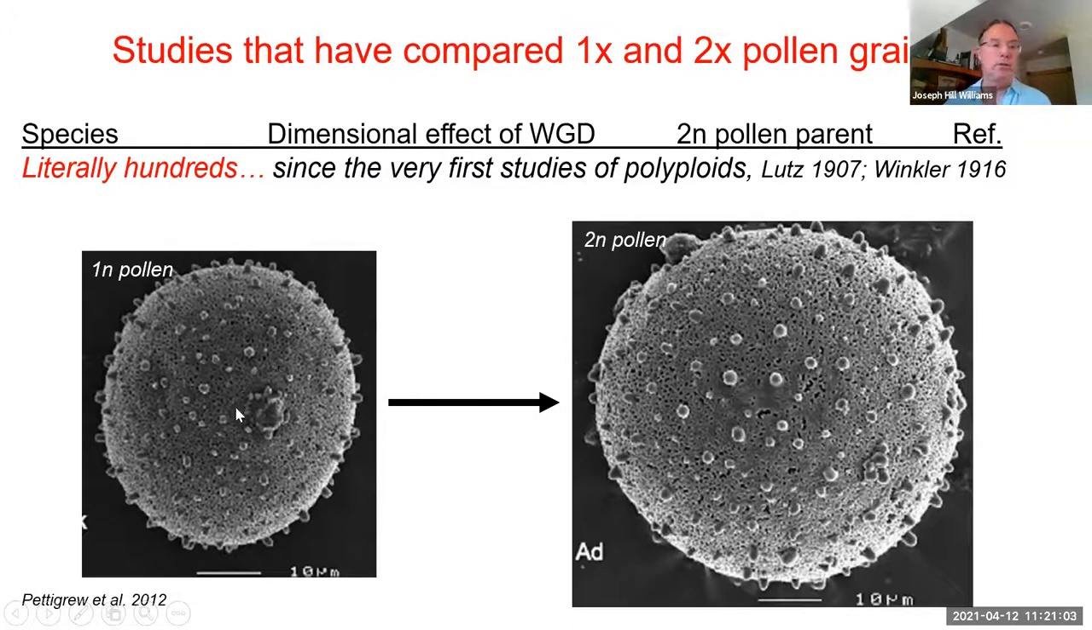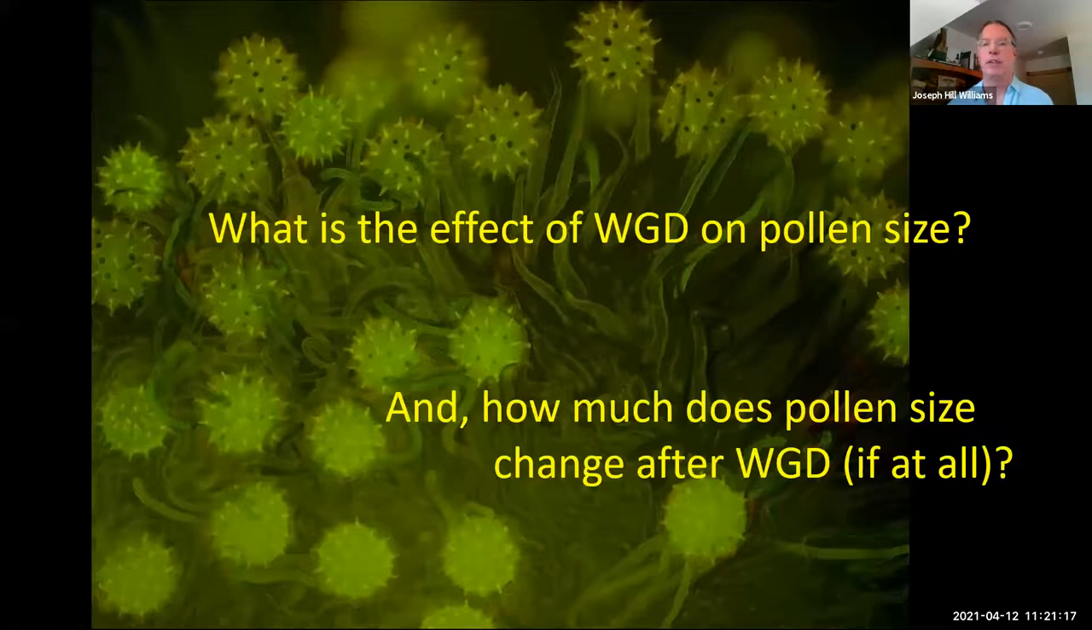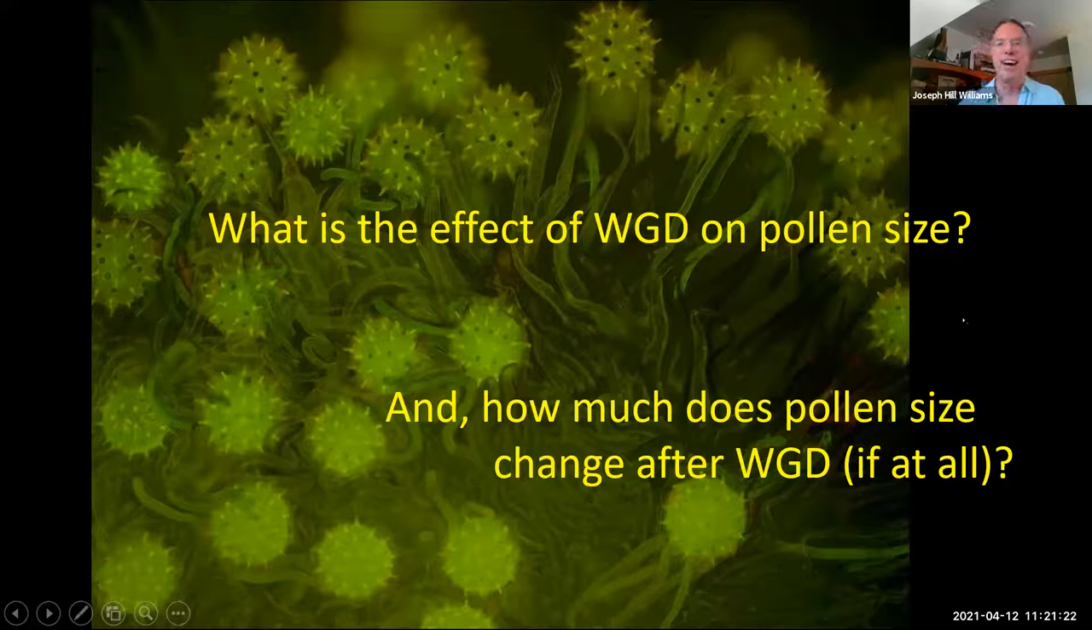Here you can see one in Adansonia. But going all the way back to 1907, the first mention of the word polyploidy was accompanied by measurements of diploid versus haploid pollen sizes. So I decided to do that in my quarantine. What did you do over your summer vacation? I looked at the literature, and I tried to answer these questions. What's the effect of whole genome duplication on pollen size? And how much does pollen size change after whole genome duplication, if it does?